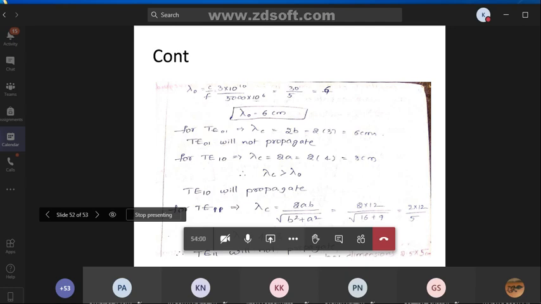Okay. So this is about different modes and the cutoff frequency, group velocity, phase velocity and guided wavelength, right? So with this I am going to stop the presentation.